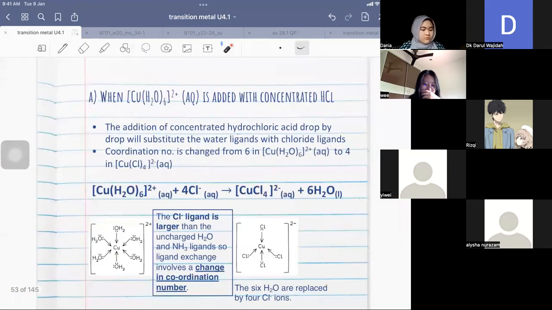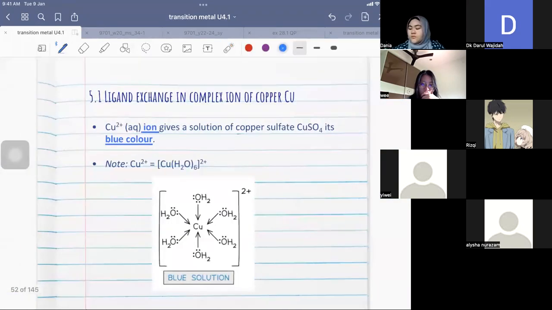Okay, right. So what happens if we add concentrated hydrochloric acid to our copper 2+ ion? So copper 2+ here, we can be talking about copper sulfate, copper nitrate. These are the common ones. So when we write down copper sulfate, CuSO4, it is made up of Cu2+ and SO4 2-. So this Cu2+ is actually this complex ion. Okay. Sorry, excuse me.